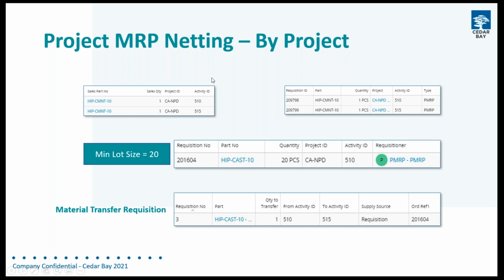Then project MRP, when it comes to look at the requirement for 515, instead of creating a new supply for that 515, it looks over at 510 and says, you've already got 20 pieces being ordered on 510. So I'm going to recommend, because it doesn't have to be automatic, that we take one of those pieces from 510 and put it into 515, and that recommendation comes up as a material transfer requisition.